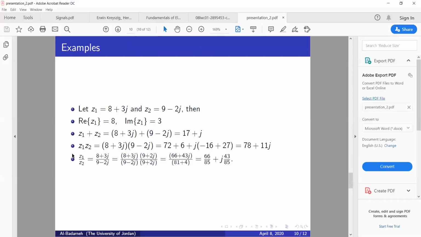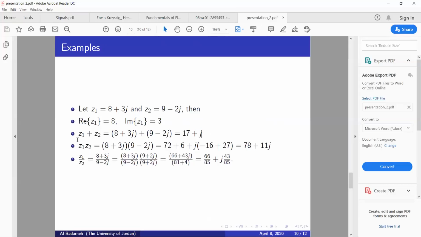Now let us consider the following example. If we have z1 = 8 + 3j and z2 = 9 - 2j, then it's obvious that the real part of z1 is equivalent to 8 and the imaginary part of z1 is equivalent to 3. Now, if you have been asked to find z1 plus z2, then we have to add the real parts together. So it's 9 plus 8, 17, and the imaginary parts together. So it's 3j minus 2j, which is j.